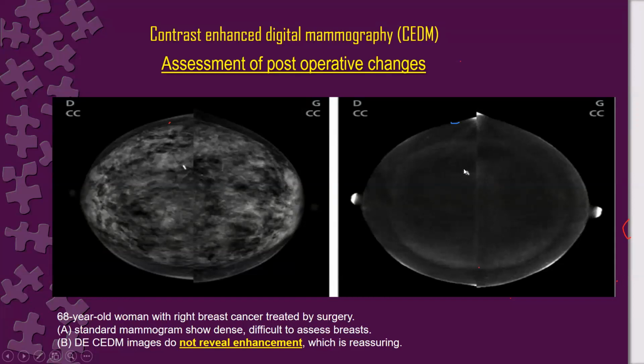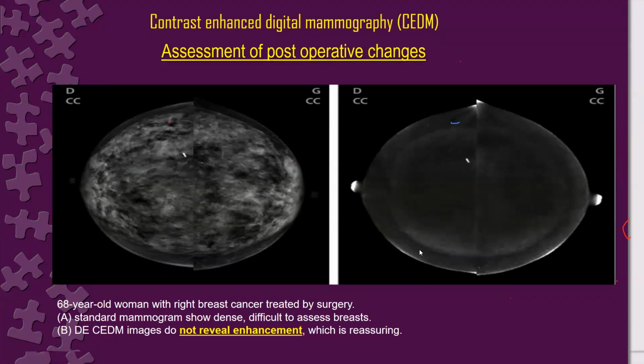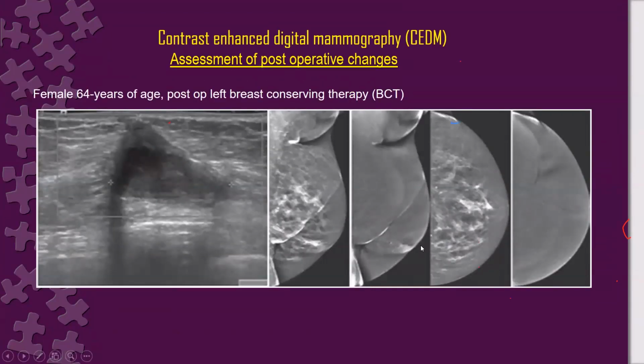when we look here, definitely this is the site of surgery. But based on this complex parenchyma, extremely dense mammogram, definitely we could not exclude any recurrence. But based on this mammogram and lack of contrast enhancement, definitely it is reassuring and revealed no recurrence. Again, this patient having breast conservative therapy for breast cancer.